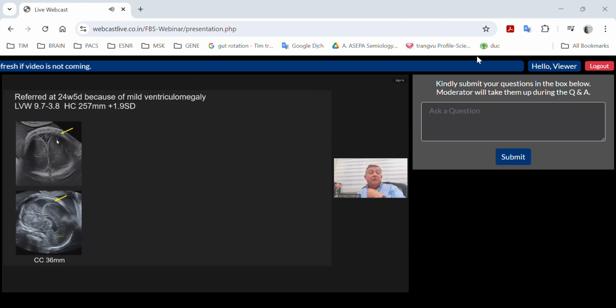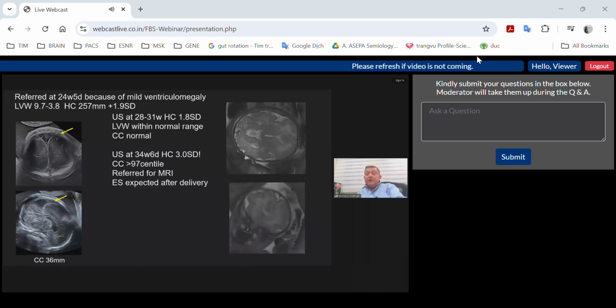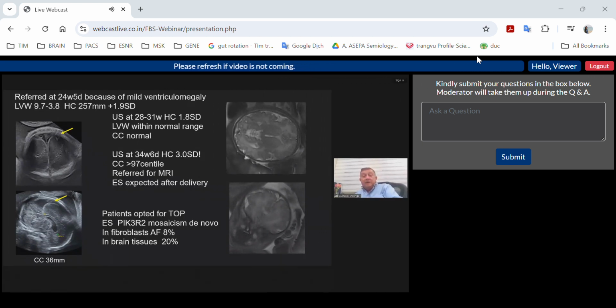Again, another case, we have a large corpus callosum. The lateral ventricles were not dilated, and again here you see the abnormal sulcation. This is the follow-up. At 34 weeks and 6 days, the head circumference reached 3 standard deviations. The corpus callosum was well larger than the 97th percentile. The patient decided to go for MRI, and the exome was expected after delivery.